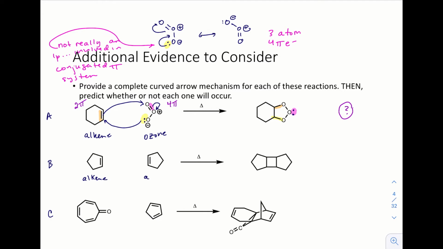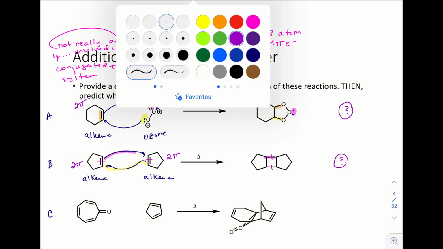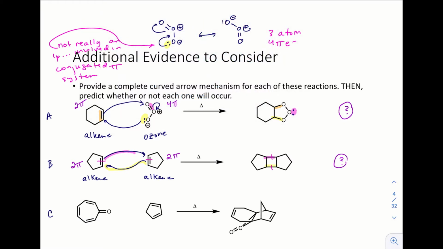In reaction B, 2 alkenes are proposed to come together in a cycloaddition like this. One bond is formed, another bond is formed. So 2 pi bonds are broken, 2 sigma bonds are made. Looks good, right? Making sigma bonds from pi bonds. This would represent a 2 pi electron system adding to a 2 pi electron system. We don't know, but I'm sure we're going to find out. Pretty cool cyclobutane product.